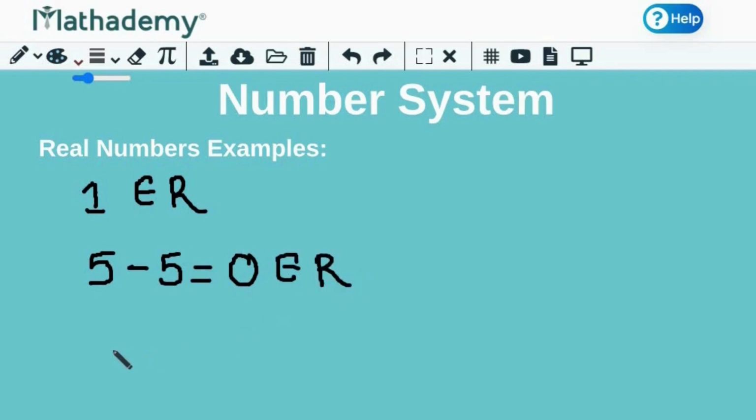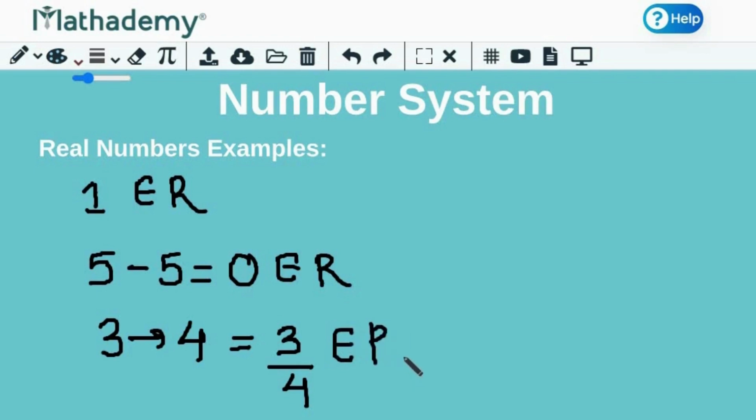The third example could be I have 3 pieces of sweets with me and now I have to share it with 4 of my friends. That means each person will be getting 3 by 4 piece of the sweet. 3 by 4, which is a fraction, is also a real number.